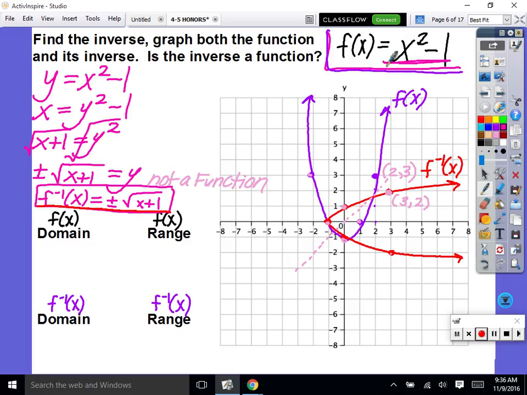So looking at the original function's equation, let's not use the graph, let's use the equation. What's the domain of x squared minus 1? What's the domain of a quadratic, you guys? Negative infinity to positive infinity. Okay.